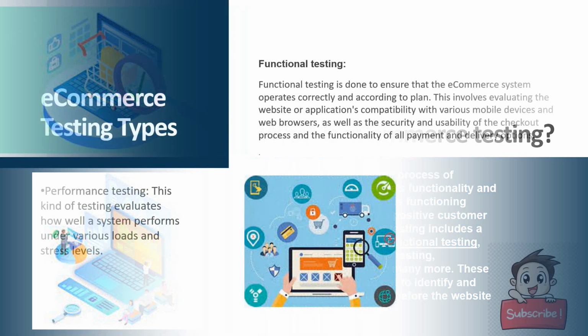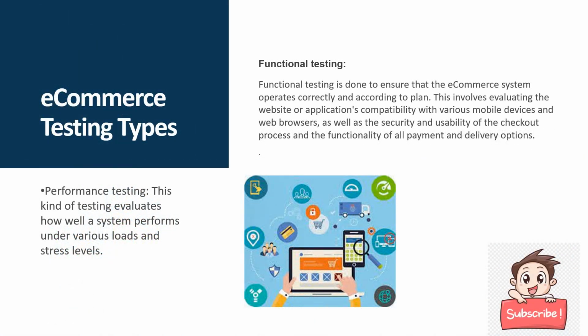Okay, now we have the e-commerce testing types. First is functional testing. E-commerce websites operate similarly to other web or mobile sites. As a result, they go through numerous sorts of testing, including functional testing, performance testing, security testing, and many more. Functional testing is done to ensure that the e-commerce system operates correctly and according to plan. This involves evaluating the website or application's compatibility with various mobile devices and web browsers, as well as the security and usability of the checkout process and the functionality of all payment and delivery options.